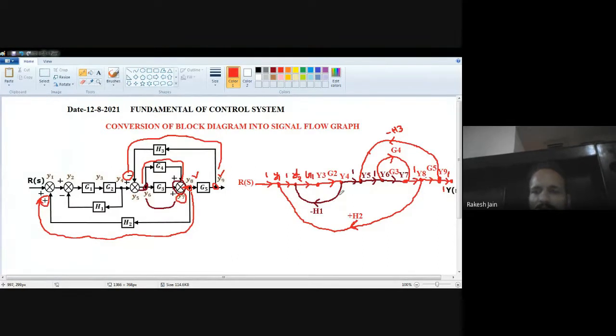How many loops are there? One loop is G1 G2 minus H1. The second loop is G3 G5 minus H3. The third loop is G1 G2 G3 plus H2. And one loop is G1 G2 G4 plus H2, right? So can you please tell me how many loops are there?